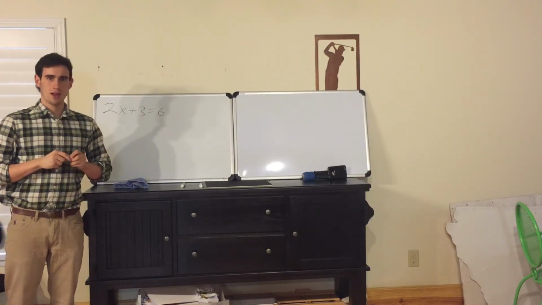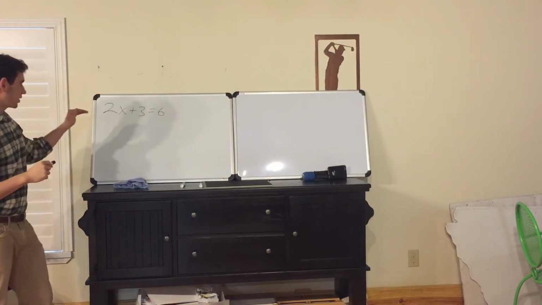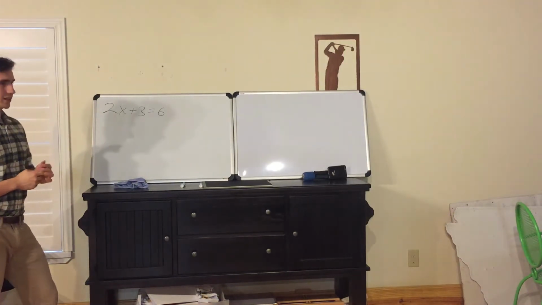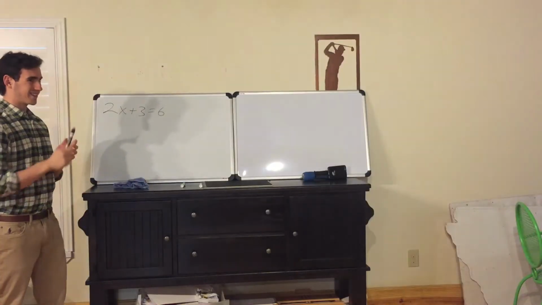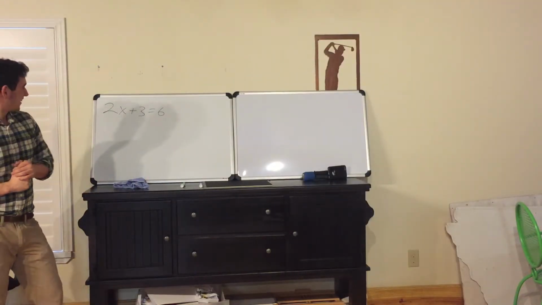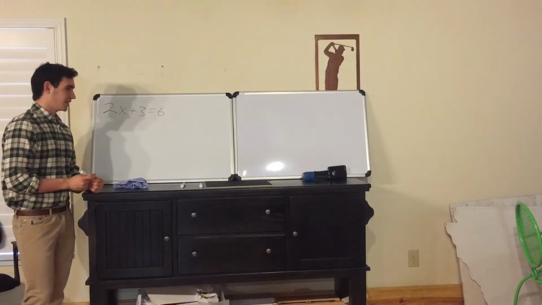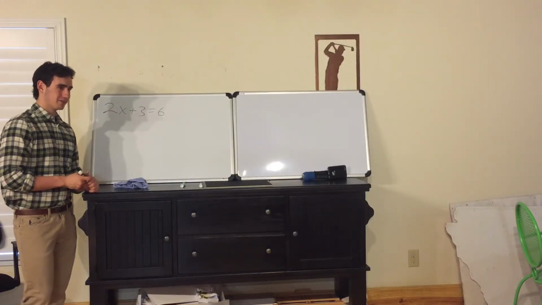Last time, there's only one thing we could do. Divide by 2 on both sides to get x by itself. Yes, Zach? Take 3 from both sides. That is correct. I'll get to that in a second. So yes, we subtract 3 from both sides. But I'm going to explain why we do that.